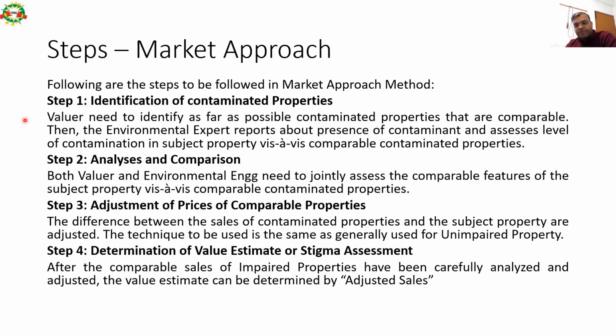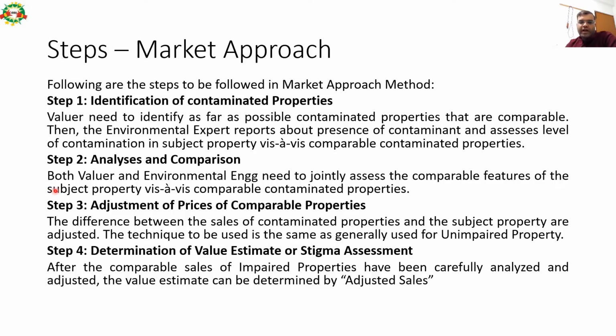So if we see the steps from a numerical perspective, there are four important steps of solving numericals, or arriving at the impaired value of the contaminated property with the help of the market approach. The first step is identification of contaminated properties. The valuer needs to identify, as far as possible, contaminated properties that are comparable. Then the environmental expert reports about the presence of contaminant and assesses the level of contamination in the subject property vis-a-vis comparable contaminated properties. Then step number 2 is analysis and comparison.